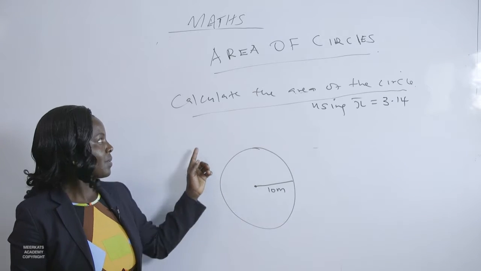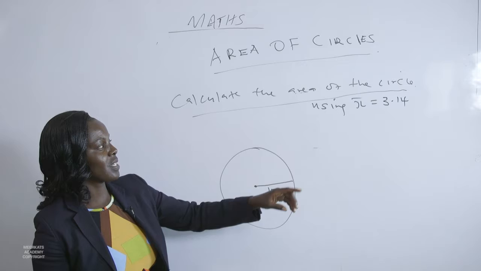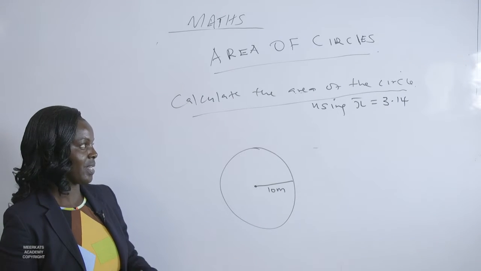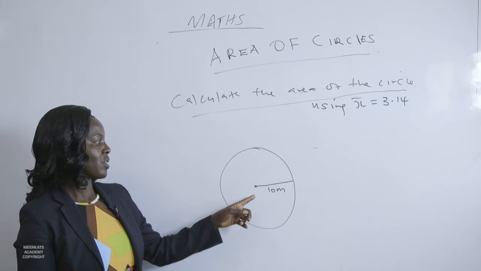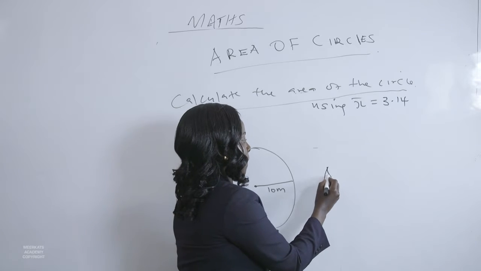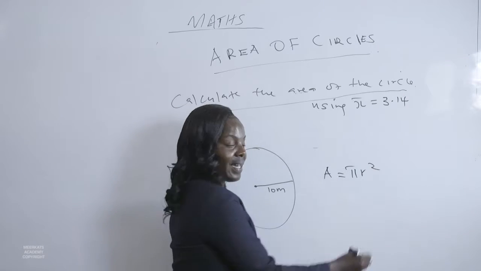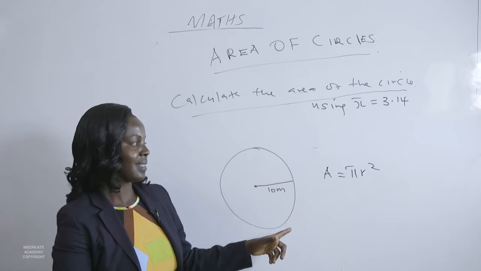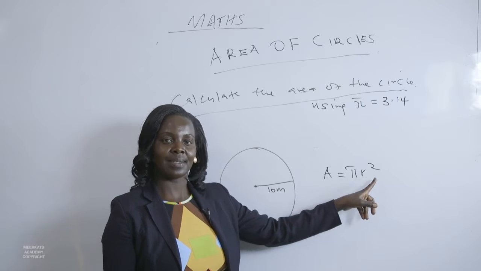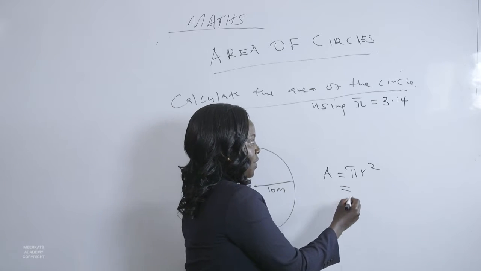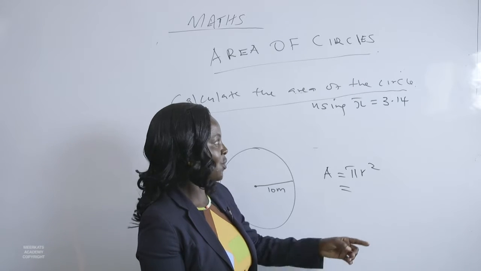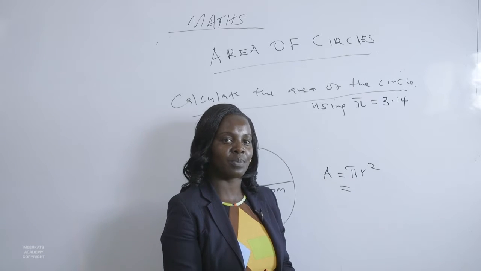Let's look at another example. Calculate the area of the circle using pi as 3.14 in a decimal place now. And we are told that the radius is 10 meters. Again, we write the rule, which is A, or area, is equal to pi r squared. Use the pi that you are given. It is very important to follow instructions. If you are told to use 3.14, use 3.14.